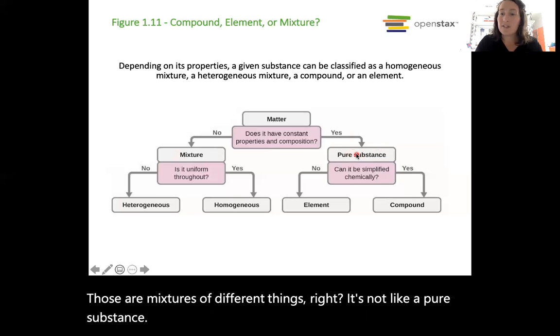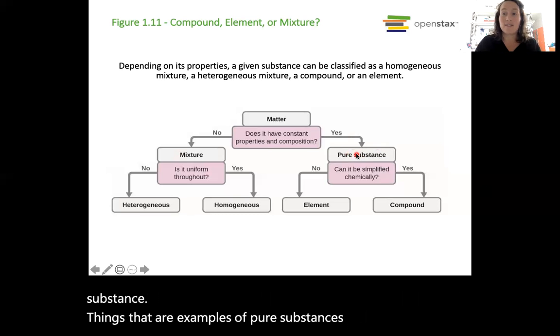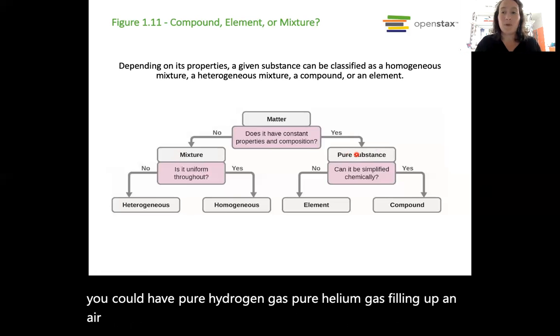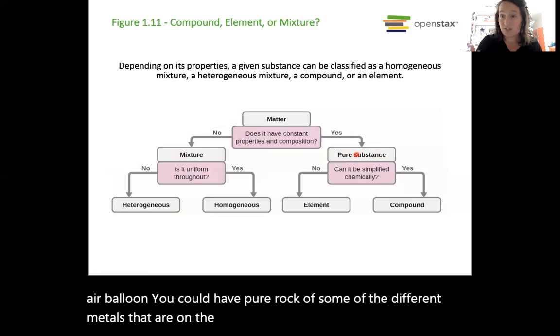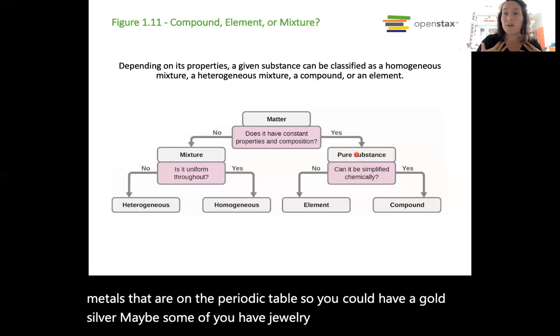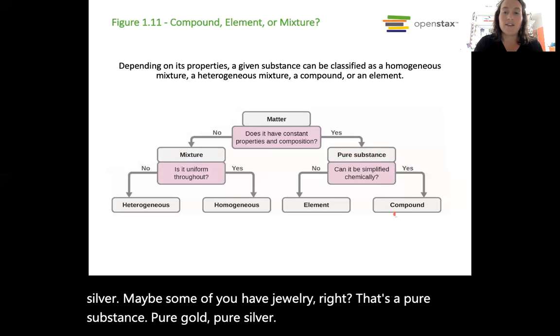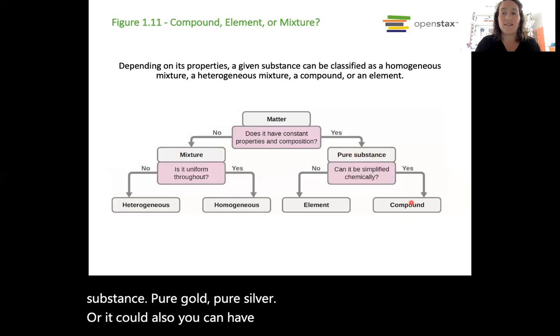Things that are examples of pure substances are the elements. So you could have pure hydrogen gas, pure helium gas filling up a balloon. You could have pure rock of some of the different metals that are on the periodic table. So you could have gold, silver, maybe some of you have jewelry, right? That's a pure substance, pure gold, pure silver. Or you can also have pure substances that are compounds.